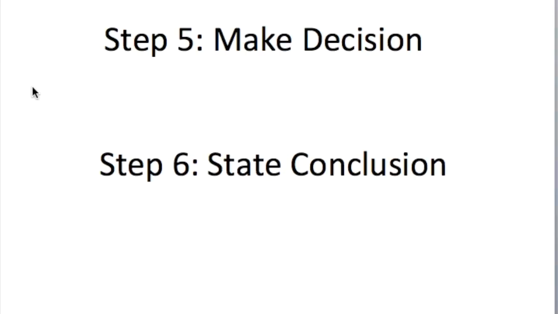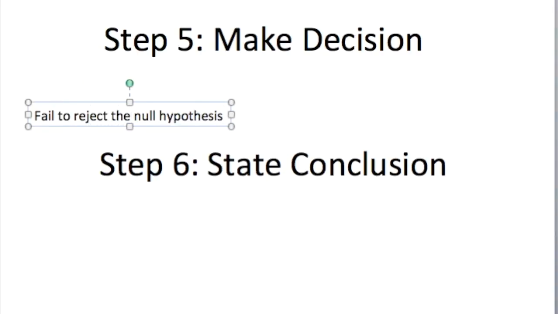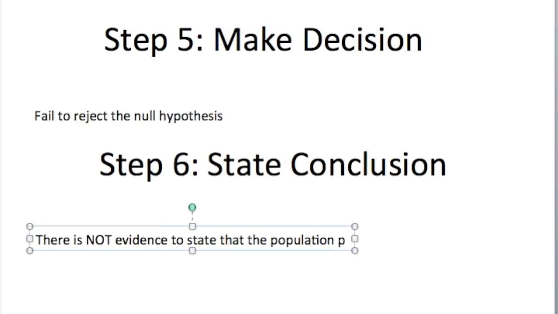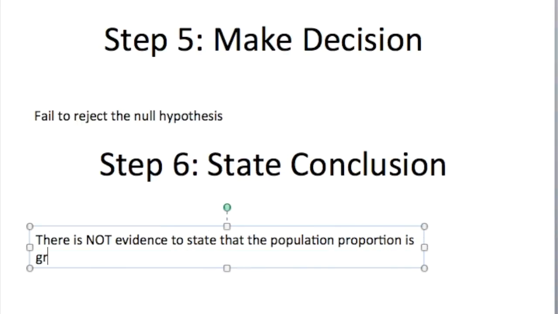Step 5 is to make a decision. Recall our p-value is greater than 0.05, so our decision is to fail to reject the null hypothesis. Step 6 is to state conclusion. We failed to reject the null hypothesis, so there is not evidence to state that the population proportion is greater than 0.25.